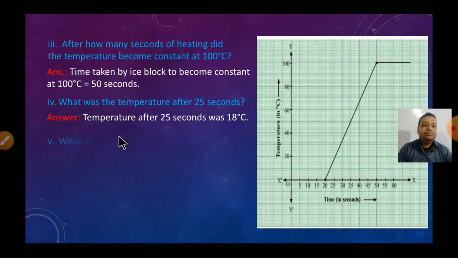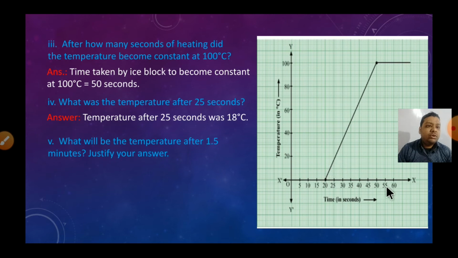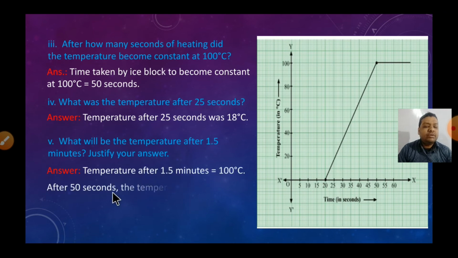Now, what will be the temperature after 1.5 minutes? You can see after 50 seconds it remained constant and it is going to remain constant. It means that after 1.5 minutes it will be the same constant and the temperature will be the same, 100 degrees Celsius. Why? Because after 50 seconds the temperature of the ice block remained constant. Okay, students. So I hope that you all have understood. So let's move to the next question.